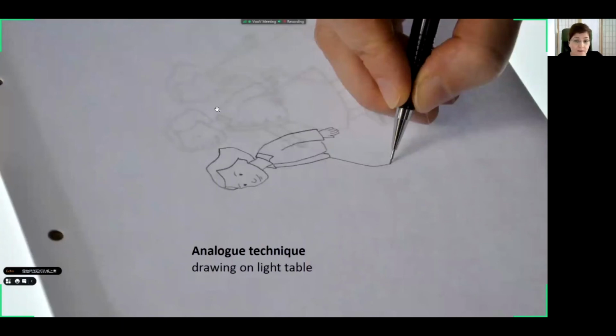Because if we cannot see the drawing before, probably our drawing will not be correct, yeah? So in this picture, you can see a drawing on a light table. These two drawings are on the papers below, and this is the actual drawing on which the animator is working. And here in the corner, you can see the peg bar, yeah, with the punched paper. So this is how the principle of drawing animation works.